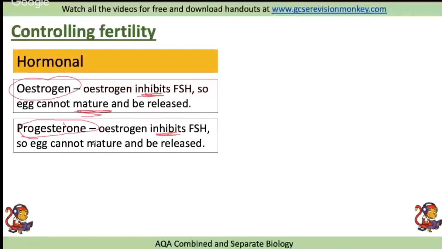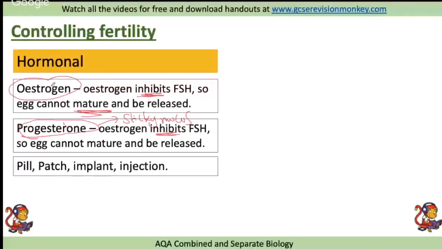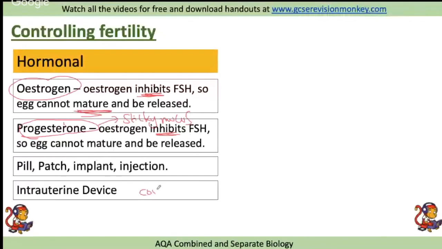Now the progesterone also causes a sticky mucus just in front of the cervix to prevent any sperm from reaching the egg. So the progesterone does two things. Now, you could put one or the other or both of those hormones into a pill, a patch, an implant, or an injection. So these are our hormonal examples of contraception. You could use an intrauterine device, which is otherwise known as a coil as well. This one will be inserted into the woman's uterus and it will release hormones.